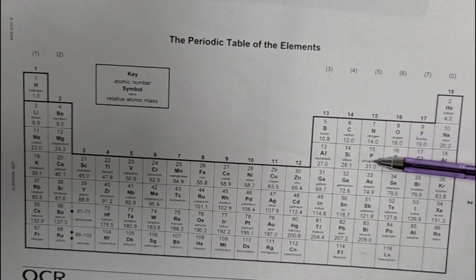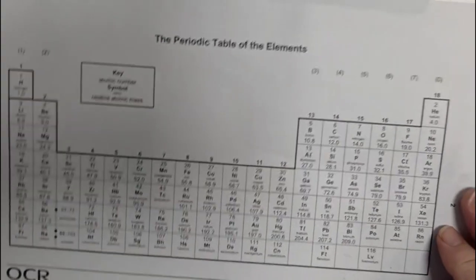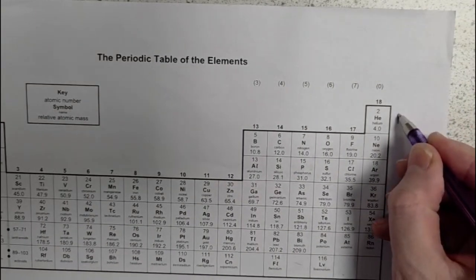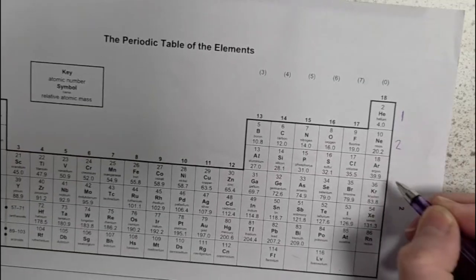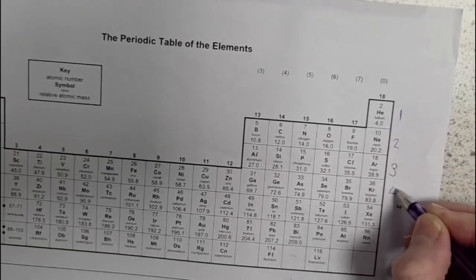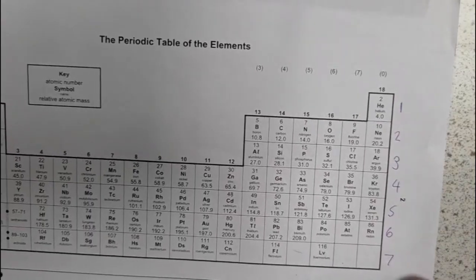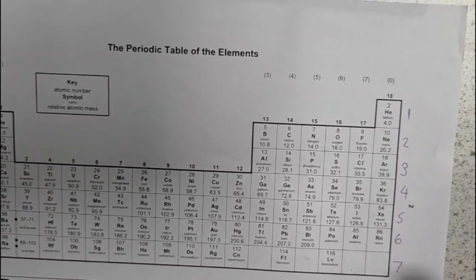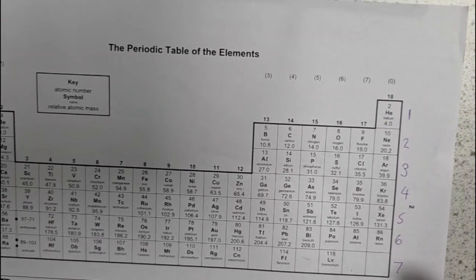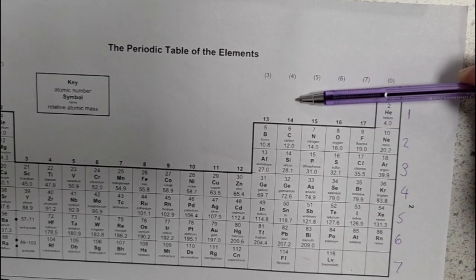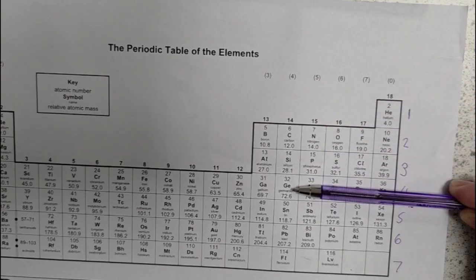1, 2, 3. So the best way to remember this on your own periodic table is to number the periods at the side. 1, 2, 3, 4, 5, 6, 7. And that way, if someone were to ask you, for instance, which element is in group 4, period 4, you could move across to group 4 and then go down to period 4. Group 4, period 4 is germanium.